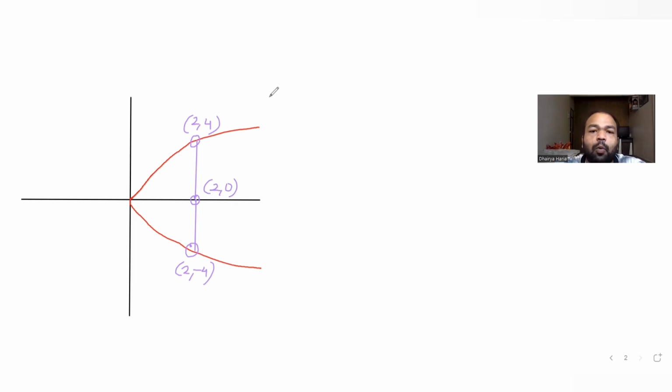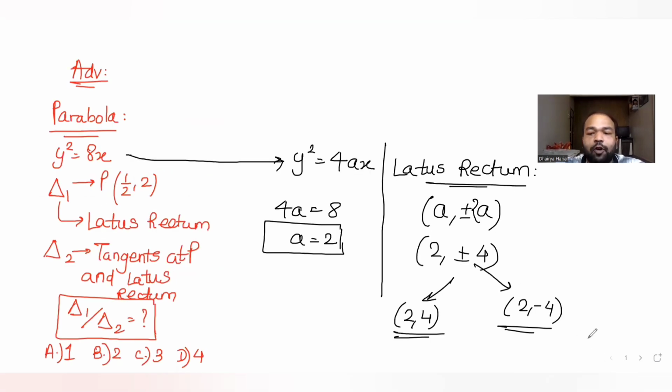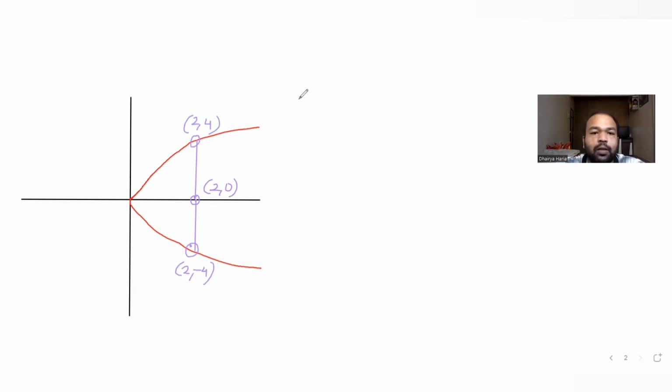Now if I draw one more point that is given to us, that is P half comma 2, it will be somewhere here. If I join that also, I get the sides of triangle 1. So you get this triangle formed, and we have to find the area of this triangle, which is given by delta 1.